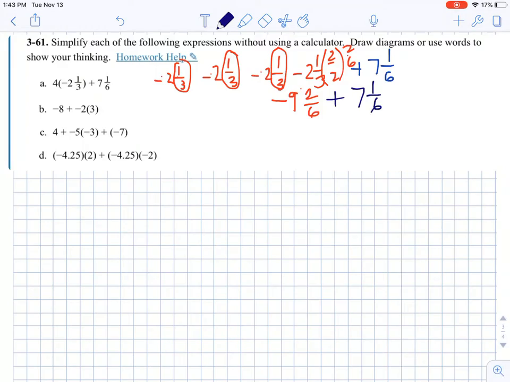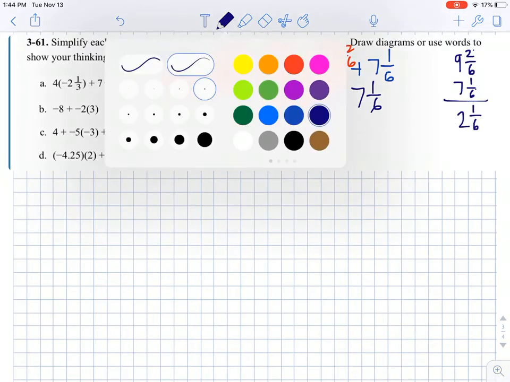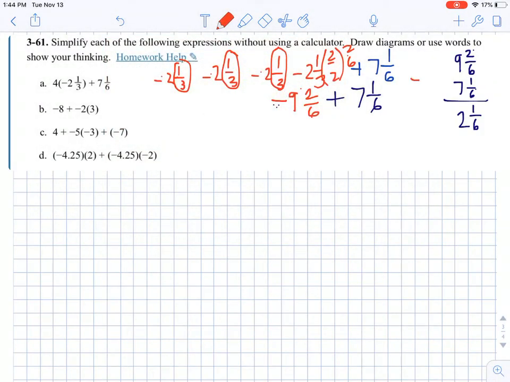So I want to figure out what the difference is between these two. So the difference between 9 and 2/6 and 7 and 1/6. 2/6 minus 1/6 is 1/6. So it's 2 1/6, but because the 9 is bigger, it's going to be negative 2 1/6 is the answer.